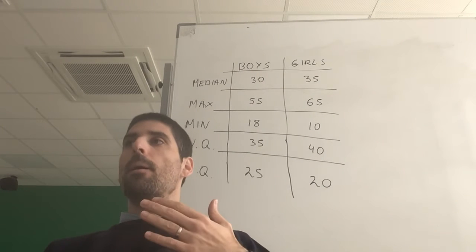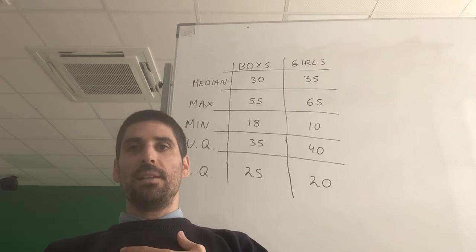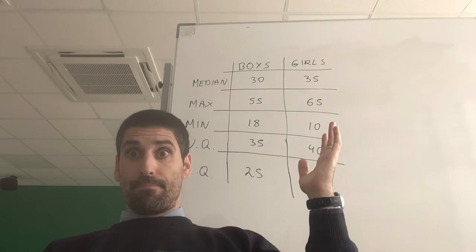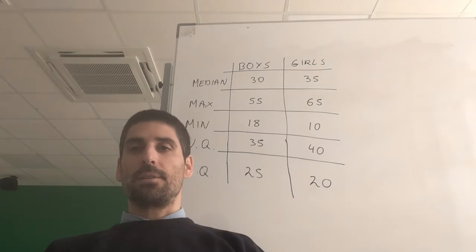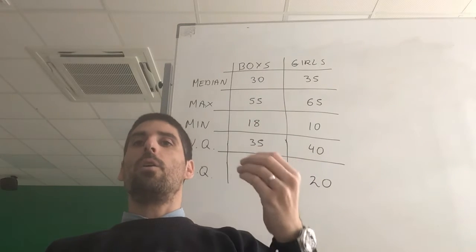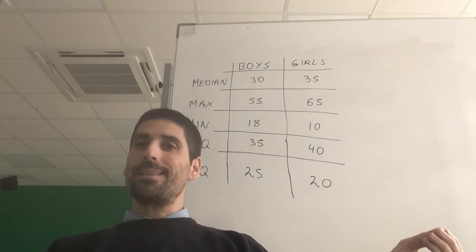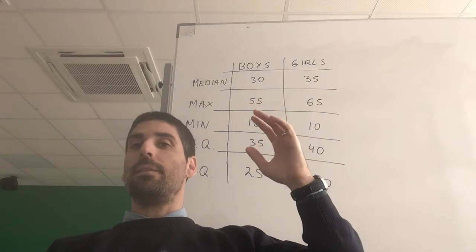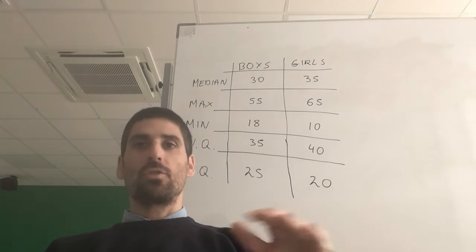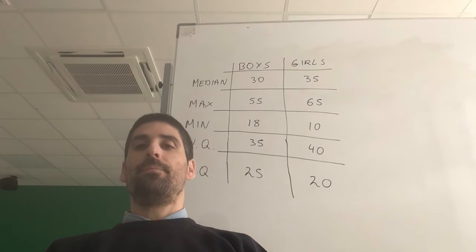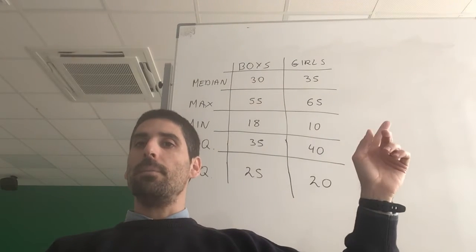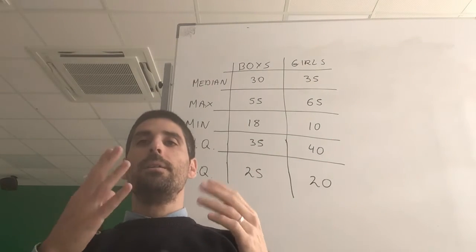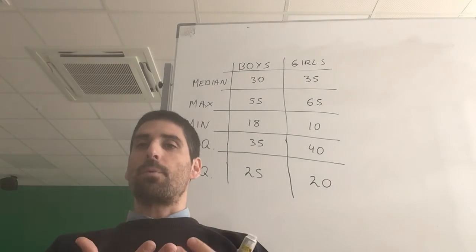Right, so, myself, how would I answer this question if they asked me to compare the distribution of results between boys and girls? For the first mark, I would say, on average, the girls did better because the median, 35, is higher than the boys' median of 30. End of story. That simple, that is it. On average, the girls did better because their median, 35, is higher than the boys' median, 30. That's it. Now, for the second mark, I need to talk about spread, okay?